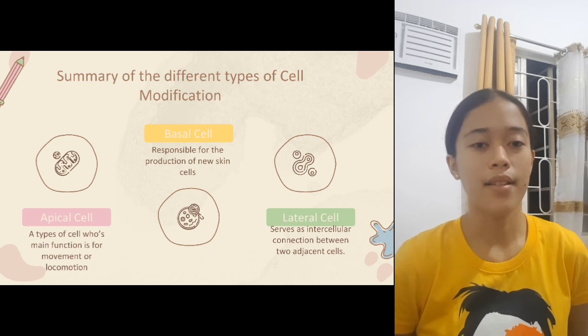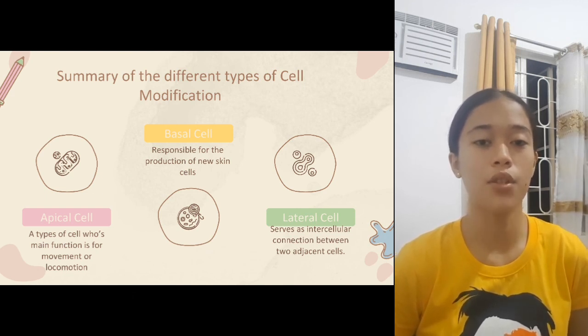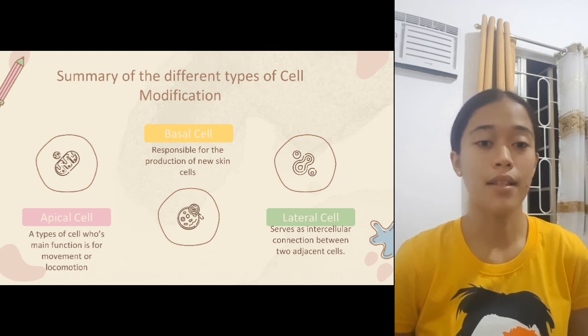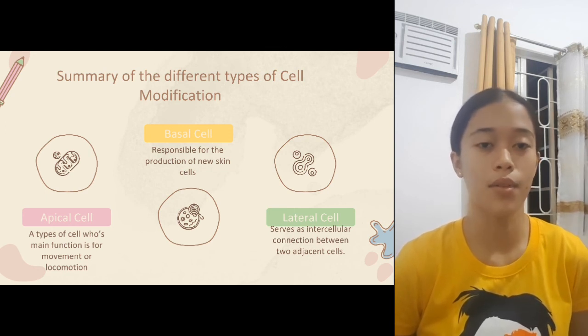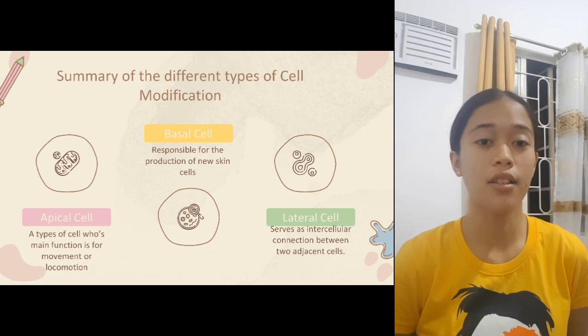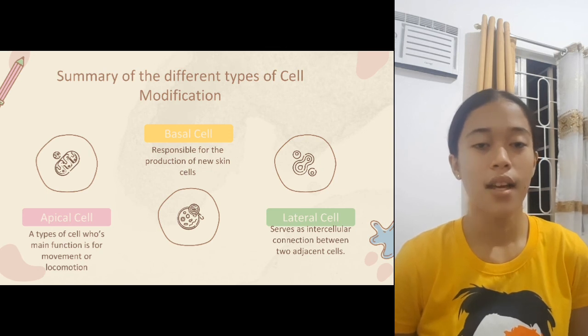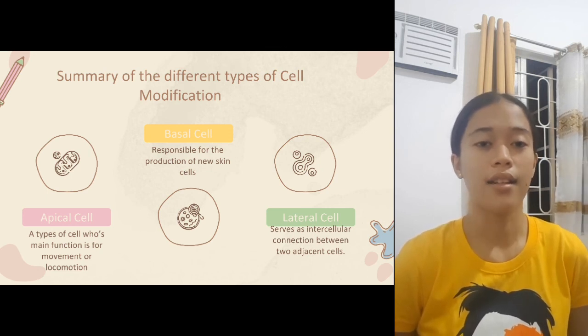Next is the basal cell modification. It is responsible for the production of new skin cells. Best example of this is the hemidesmosomes. And the last one is the lateral modification. It serves as the intercellular connection between two adjacent cells. It has three types: the tight junctions, adhering junctions, and gap junctions.